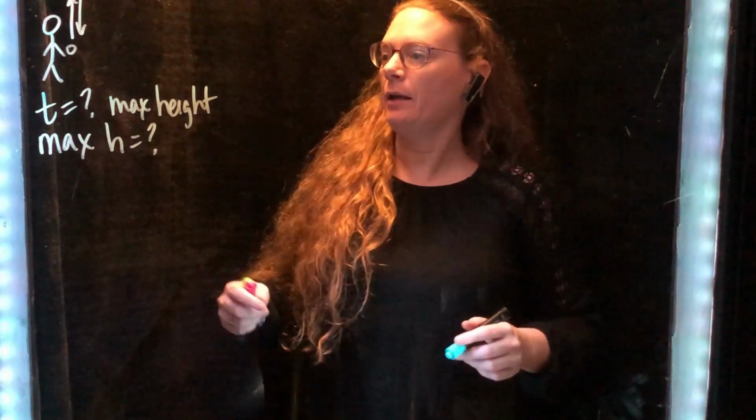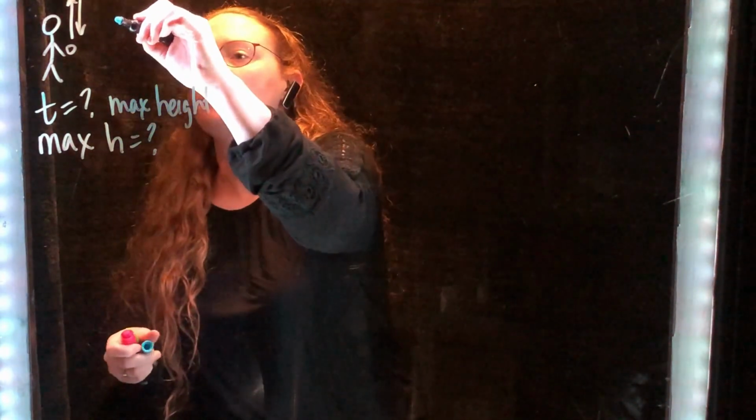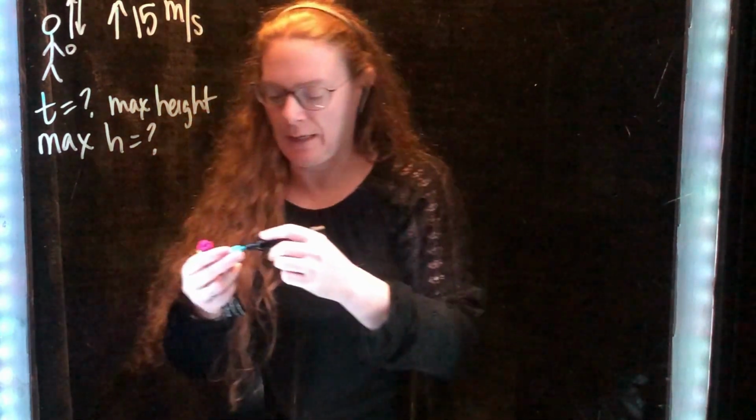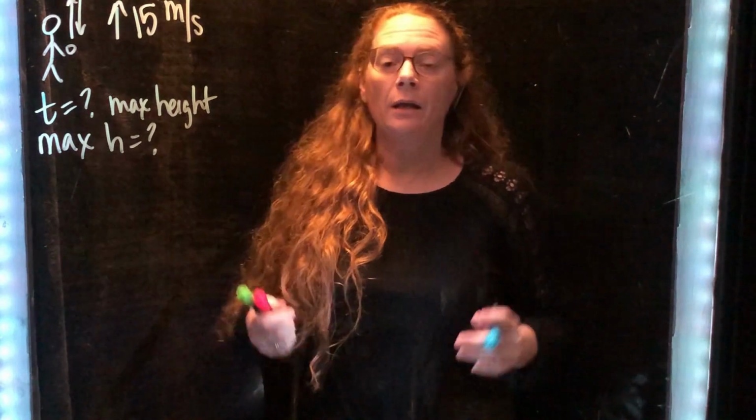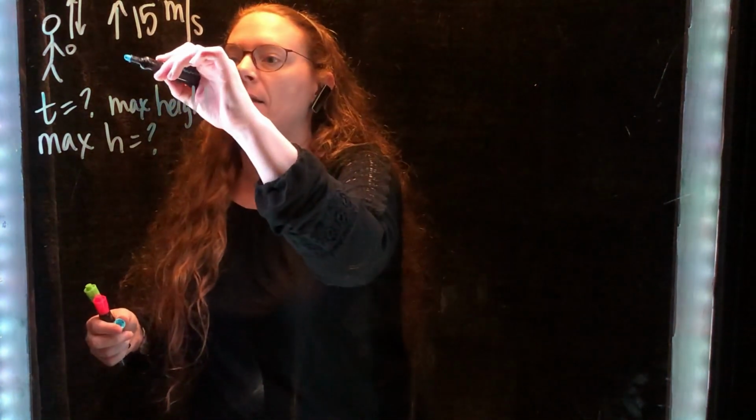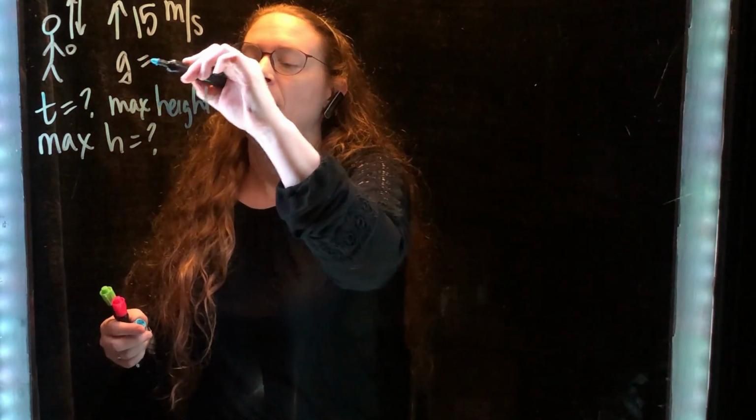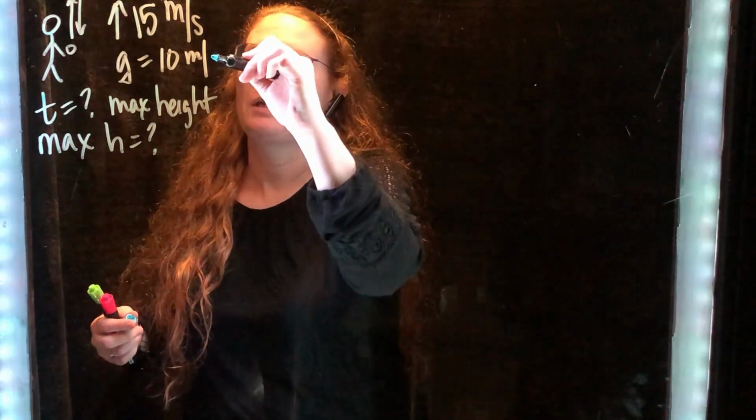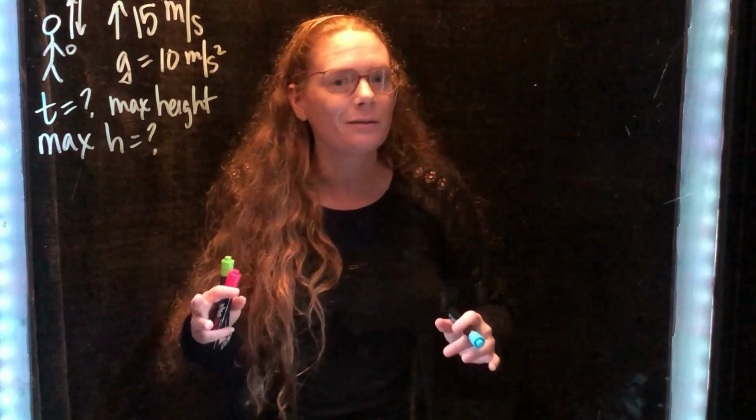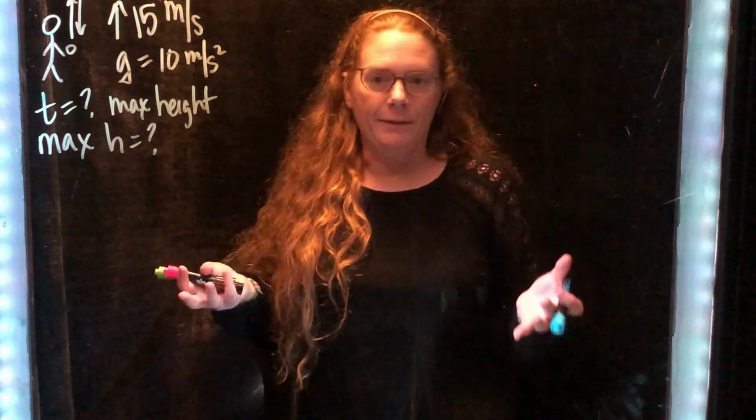All right, and what did we know? We knew we tossed it straight upwards at 15 meters per second. Okay, and again for this one, because we're not using a calculator, I'm just going to say that the acceleration due to gravity is, we're going to use 10 meters per second squared instead of 9.8. That'll make our calculating life much easier.